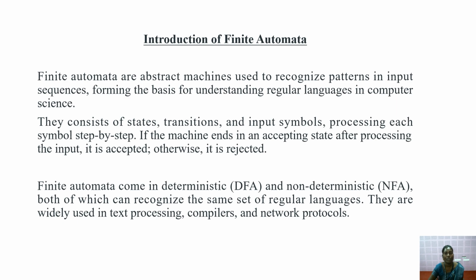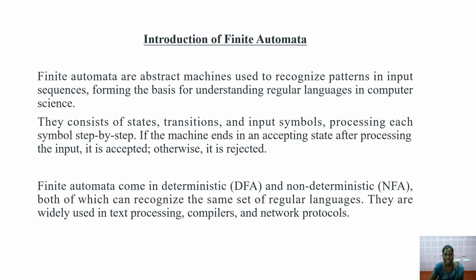Next, this is a small introduction about finite automata. A finite automata is an abstract machine. Abstract machine in the sense it is a theoretical model that represents computer behavior, focusing on computational capabilities rather than physical implementation. Abstract machines are used to analyze algorithms, model computation, and compare computational power. It is used to recognize patterns in input sequences, forming the basis of understanding regular languages in computer science.